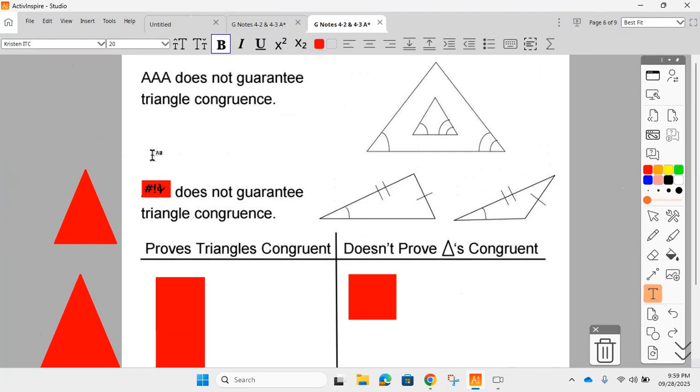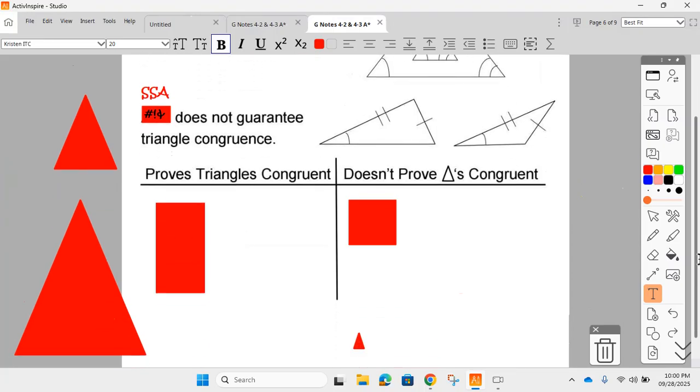The other one kids sometimes want to use, they think it's a safe way to use a curse word in here. If you spell this backwards, it's a curse word, right? We're not going to spell it backwards, but side, side, and a non-included angle does not guarantee triangle congruence. And I'm being funny here because if you flip the order, it would be a curse word, right? Side, side, angle does not prove that triangles are congruent.